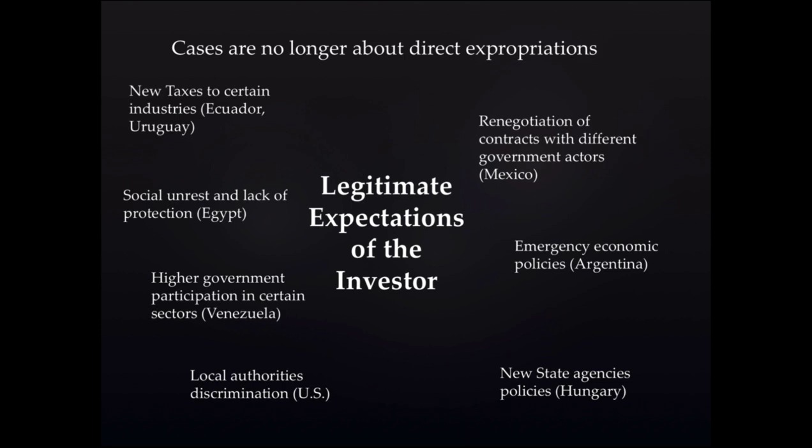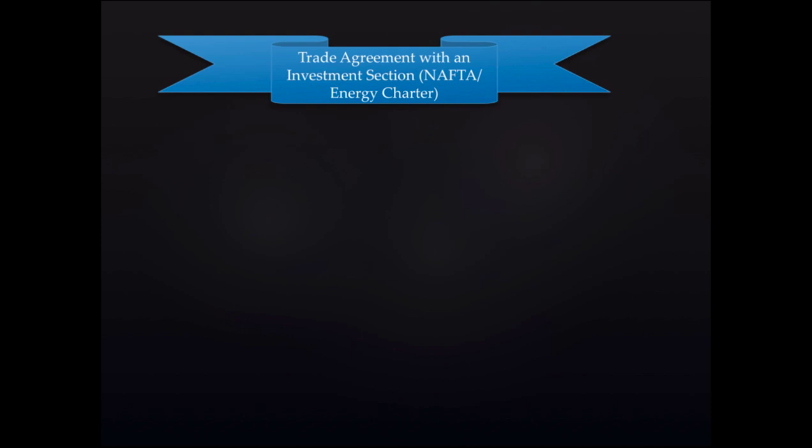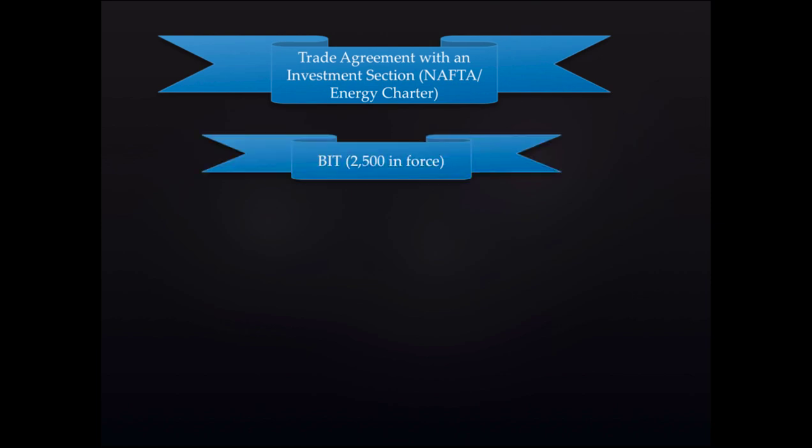So where are all these rights regulated? As we mentioned before, most of them are in treaties, but that's not exclusively. Some of these treaties can be multilateral treaties or trade agreements such as NAFTA or the Energy Charter. As we said before, they can also be contained in bilateral investment treaties. Today there are around 2,500 in force.